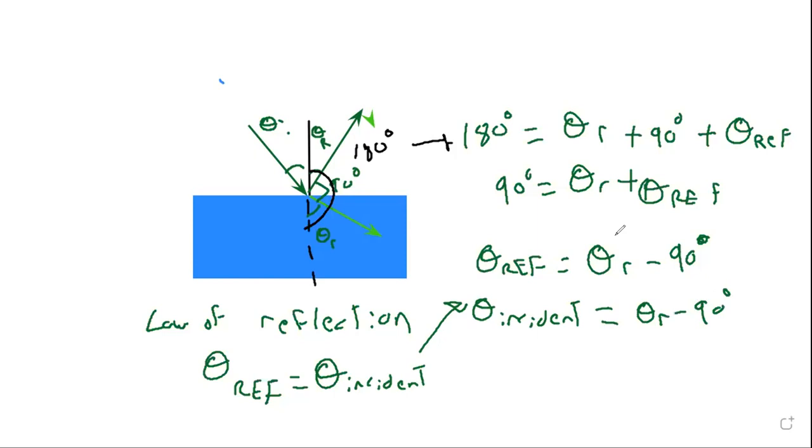Now, something cool about this is that the sine and cos functions are similar. They're just shifted by 90 degrees to each other. So I'm going to take the sine of both sides. Take the sine of the incident angle on one side and the sine of the refracted angle minus 90 degrees on the other side.